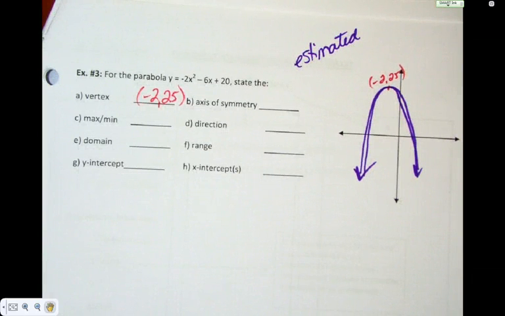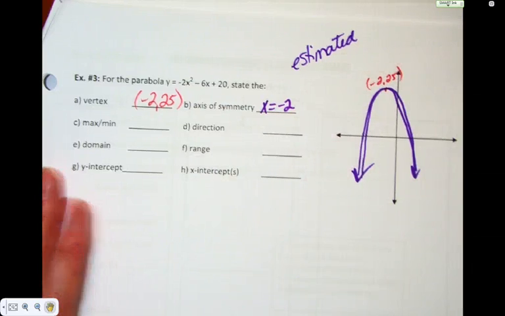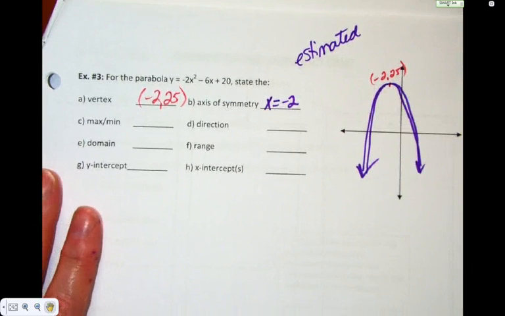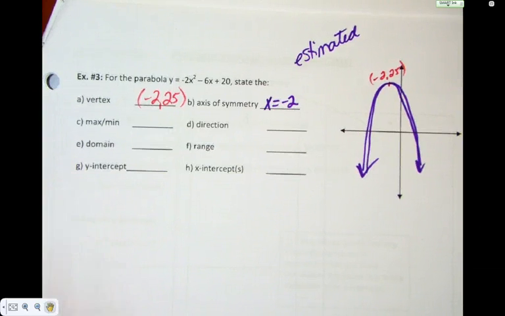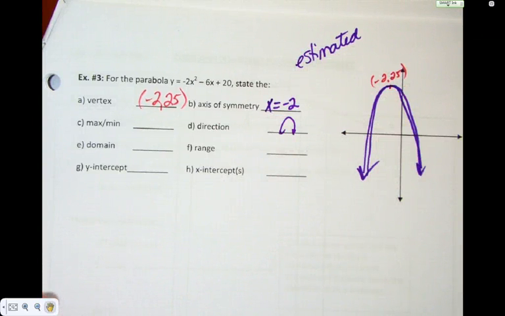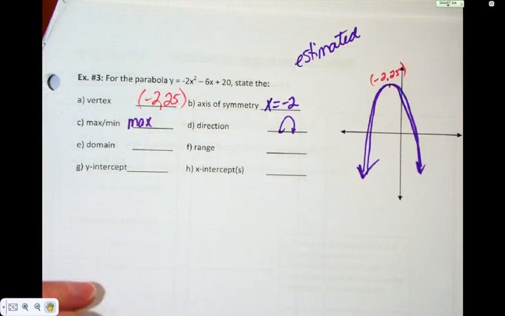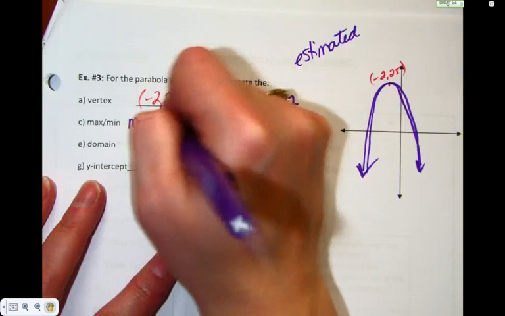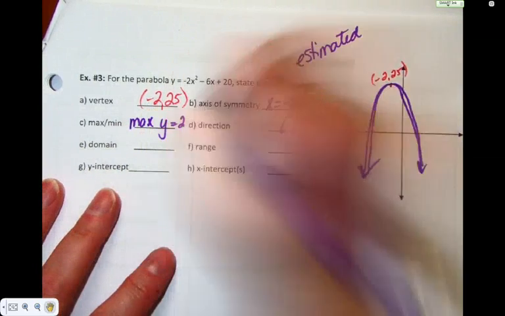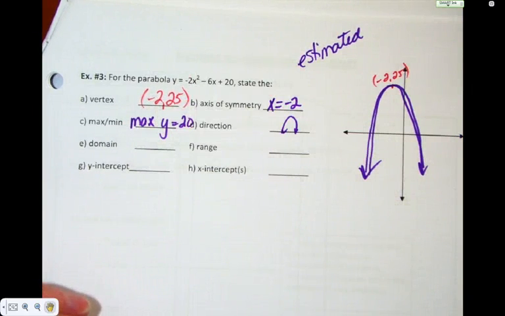But you don't know how to do that yet. Axis of symmetry: x equals -2. Again, I always do the direction because it matters for the max or min. Direction, up or down? Max or min? It's a max. Down. y equals? Oh, can't be 25 because we know it has to be slightly lower. 20 is a good estimate.